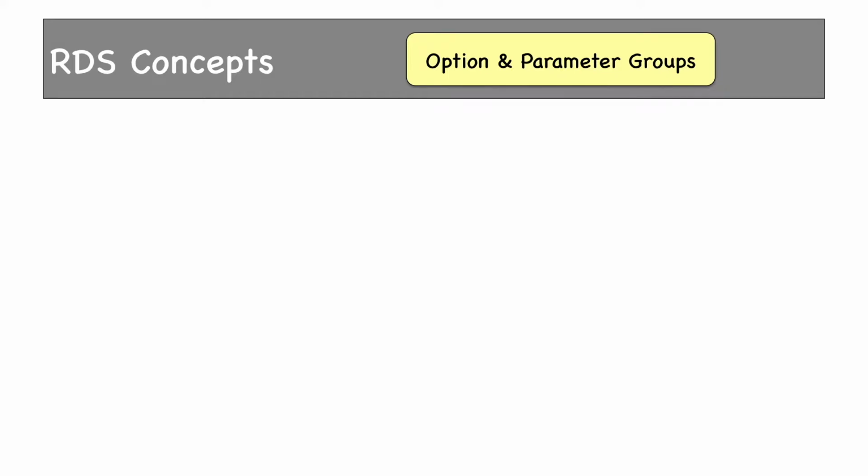Then you have option and parameter groups. Don't bother too much about parameter and option groups, as these should be taken care of by application DBAs. To work on parameter and option groups, you need to have experience on the corresponding database engine. But it is worth mentioning here.